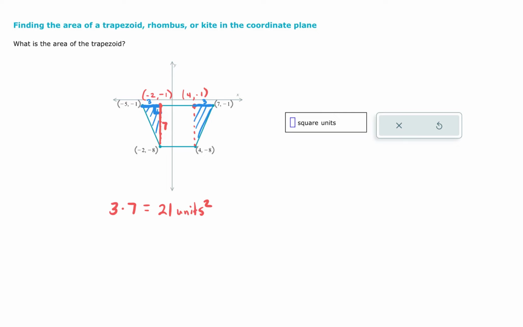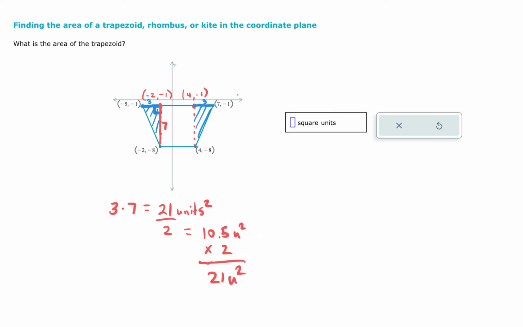But to find the area of a triangle, we need to divide that by 2. So if we divide that by 2, we get 10.5 square units. But I actually didn't need to divide that by 2, because I needed to double this anyway, since I had 2 of these congruent triangles. So I could have just left this alone, because now I'm going to have to multiply this by 2, which will get me back to 21 square units.